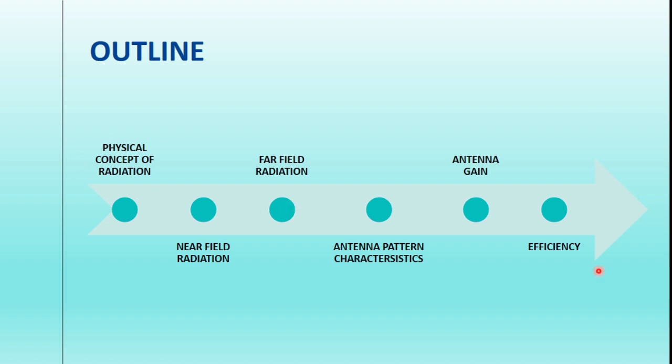So we are going to see these concepts in the basics of antenna. In this first video, we will see the physical concept of radiation, that is, how radiation is created using an antenna. In the next video, we will concentrate on how, once the radiation is created, we can classify the regions of radiation as near field and far field. That will be the focus of the second video.